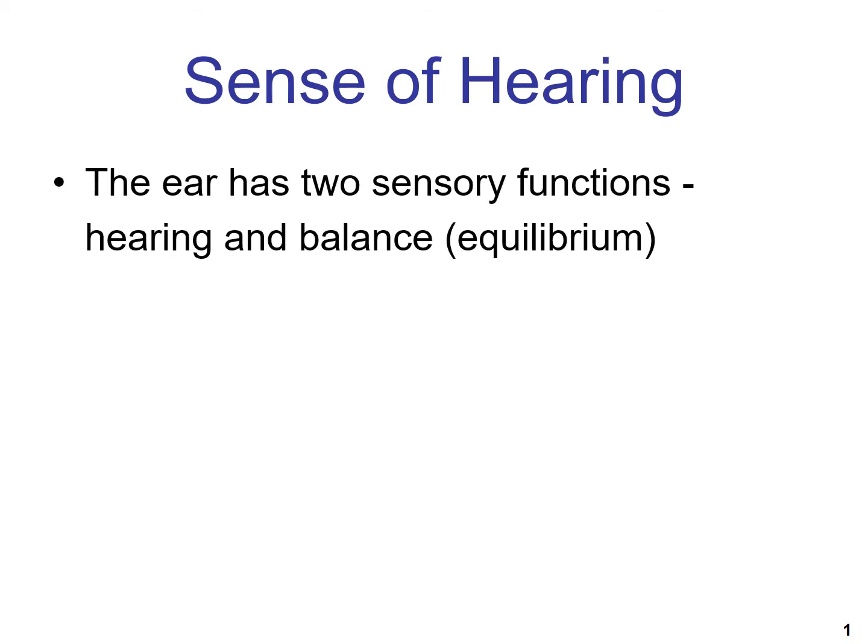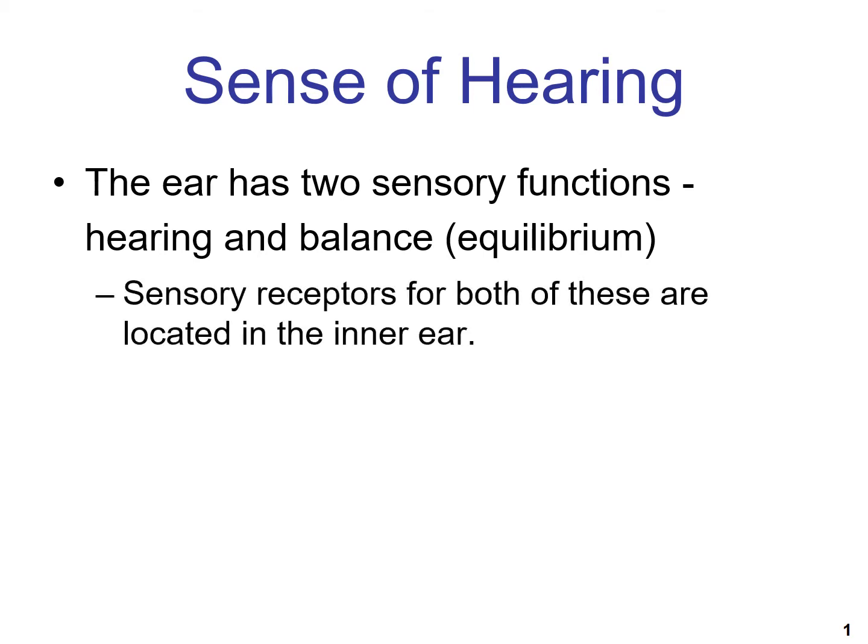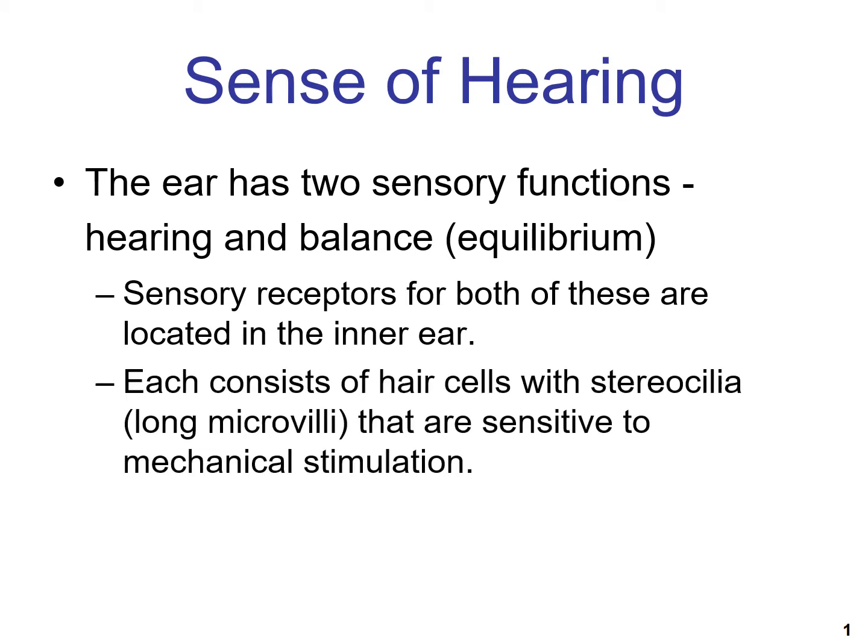First of all, the ear has two sensory functions, not one, both hearing and balance, which is referred to as equilibrium. The reason the ear is involved in both of these senses is because the receptors for both are located in the inner ear, and we'll go through the divisions of the outer, the middle, and the inner ear in a diagram in just a minute.